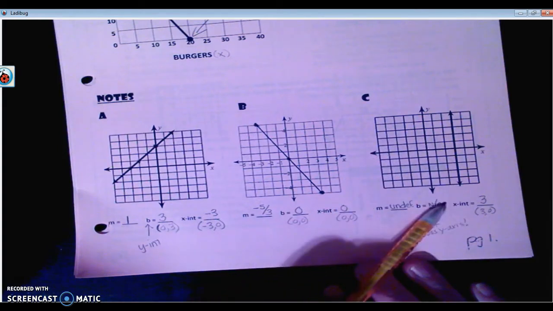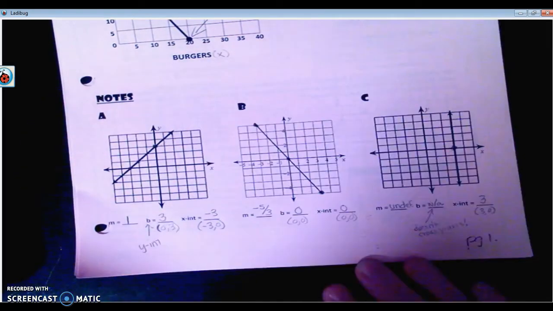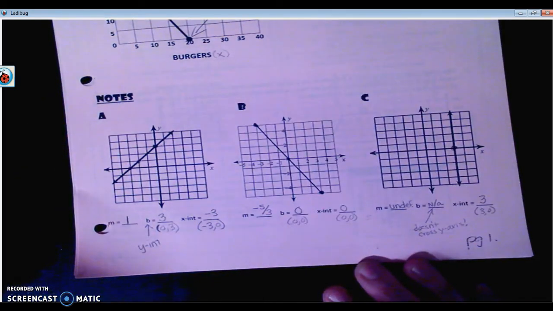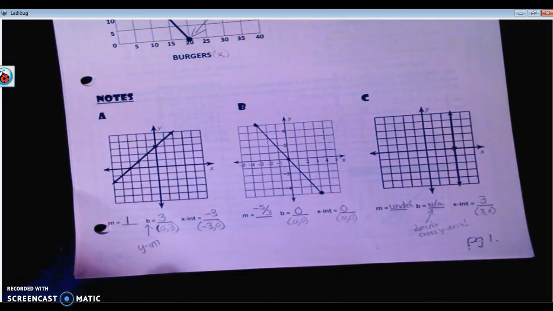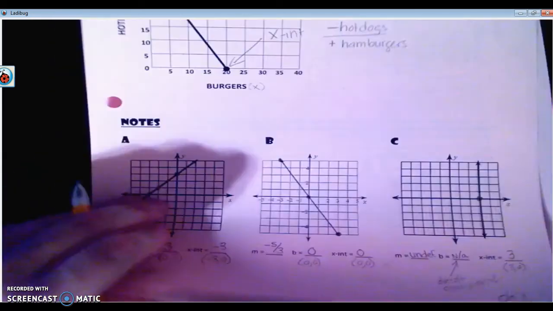In this case, my x-intercept is right here, and that's at (3, 0). So my x-intercept is 3. So that's just looking for the slope, the y-intercept, and the x-intercept on a graph. Now let's see how we can interpret that.